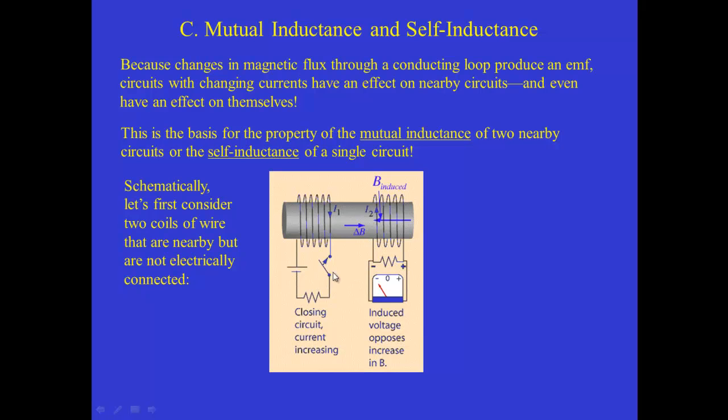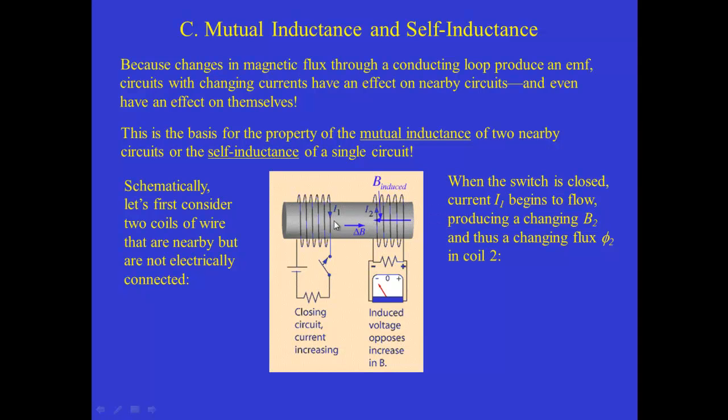So what happens then is initially there's no current flowing in the first loop, but as we close the switch, current begins to flow. So initially it's a current of 0 and it ramps up to eventually a final current. But while the current is changing, this changing current I1 produces a changing magnetic field that's experienced in the middle of loop 2, and we'll call that B2. So if B2 is changing, that means there's a flux through coil 2 that's also changing.